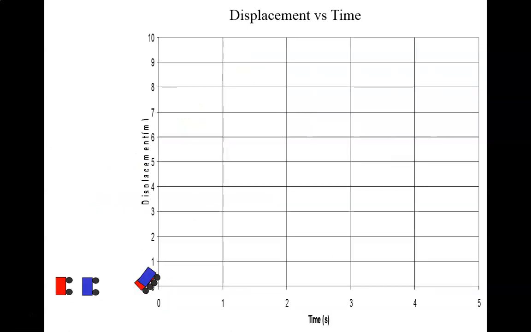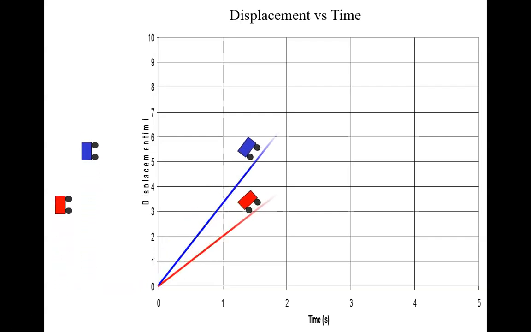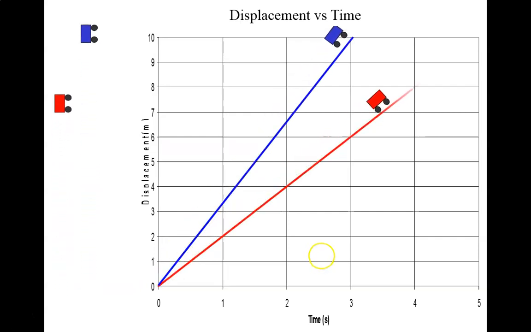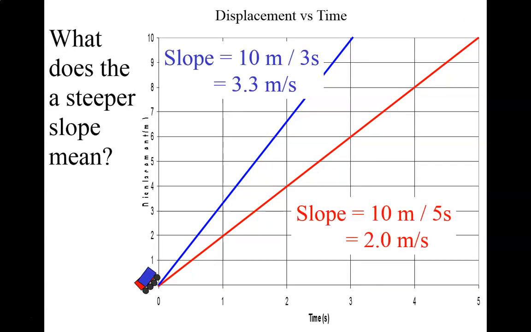Now, how would the slope change if something moved faster? Okay. Well, the blue car is moving faster, and it's got a steeper slope. A steeper slope means a bigger velocity, so it's moving faster. Okay. So if we calculate this slope, it would be 10 meters divided by 3 seconds, so 3.3 meters per second, not 2 meters per second.